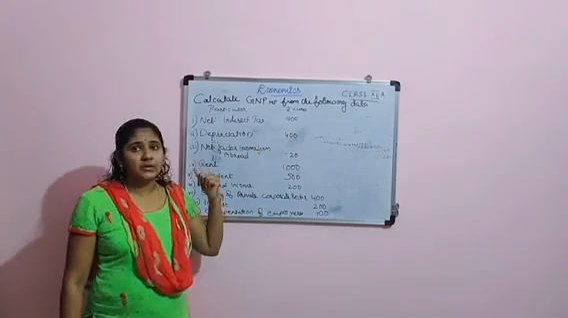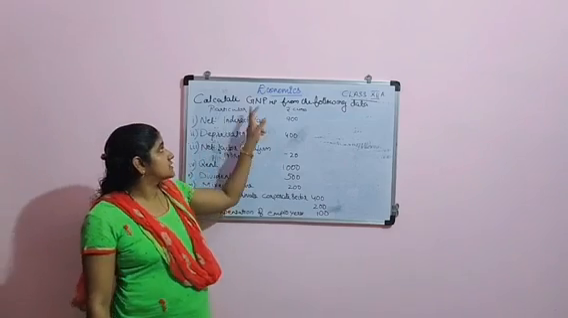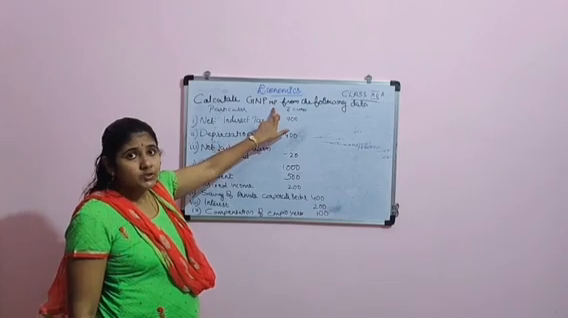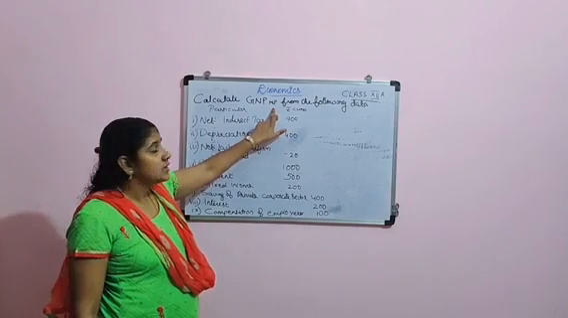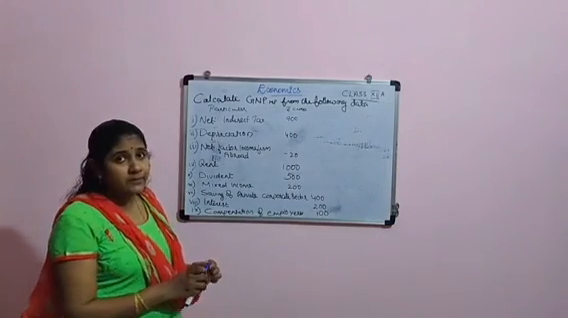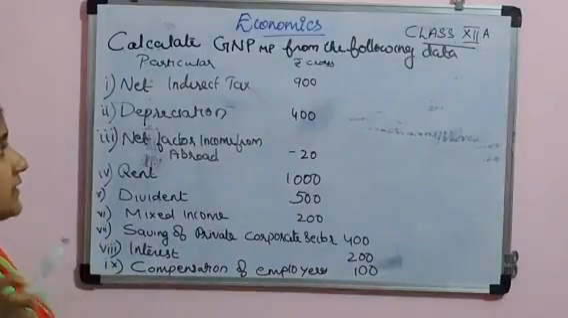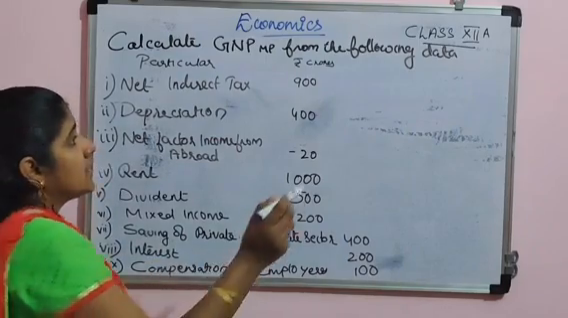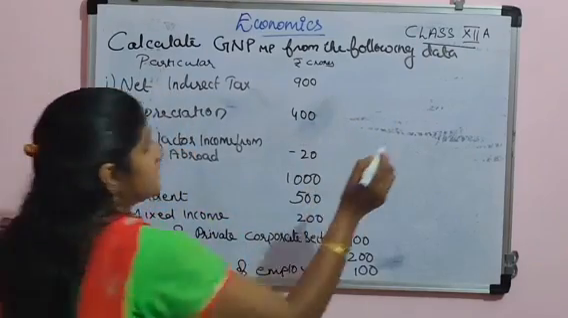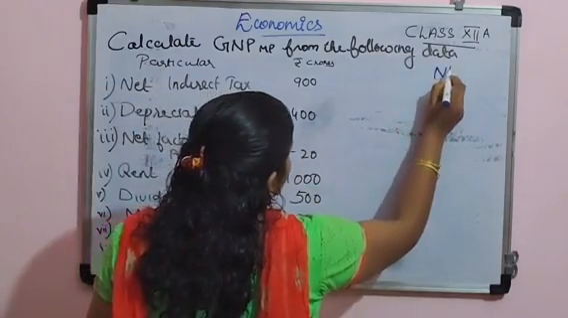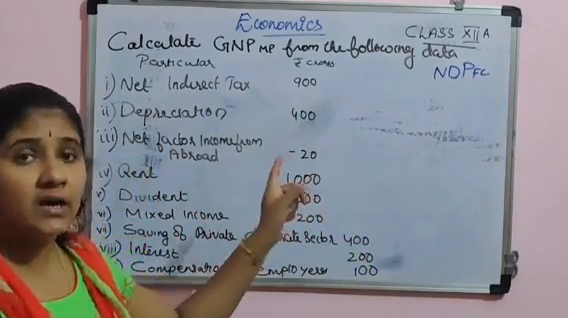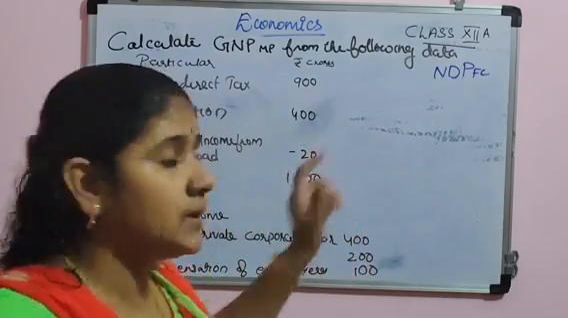Now this is the second question for you. In this question you are supposed to calculate GNP/MP using the income method. So when you are calculating GNP/MP, keep in mind, as I told you in the previous session, that firstly, when we add the factor incomes, we will get NDPFC.